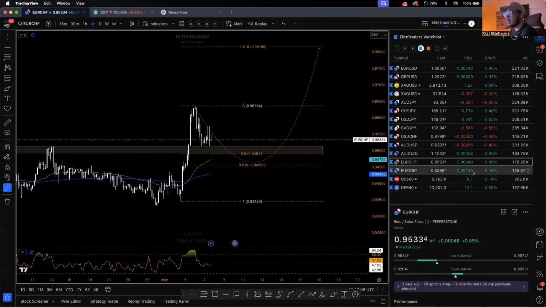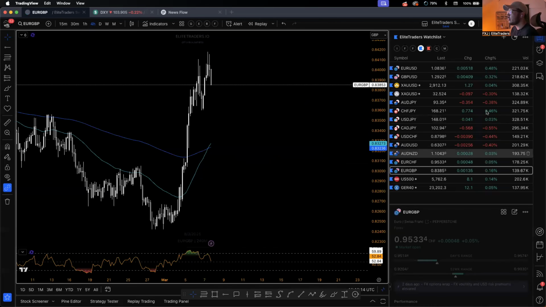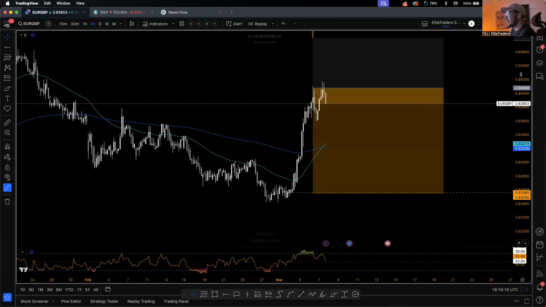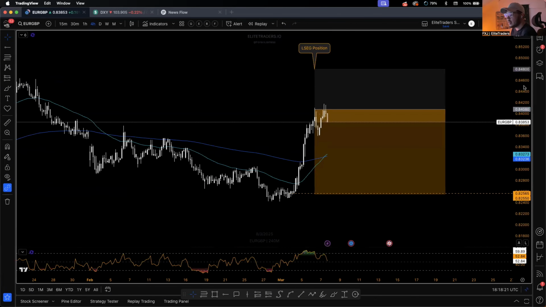I don't see really any reason to be buying the Swiss at this time, unless you're doing sort of a proxy like on dollar Swiss, as I was saying earlier. Euro pound, again, this one, I'm mixed on. I love the idea, but I'm not sure I have the balls to take it. I'll be completely honest with you.